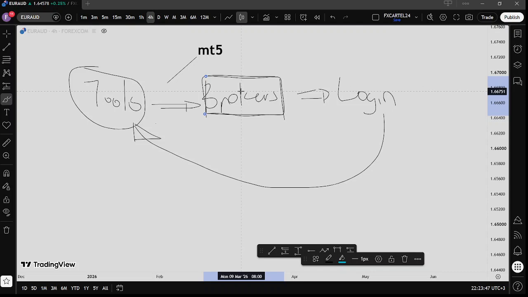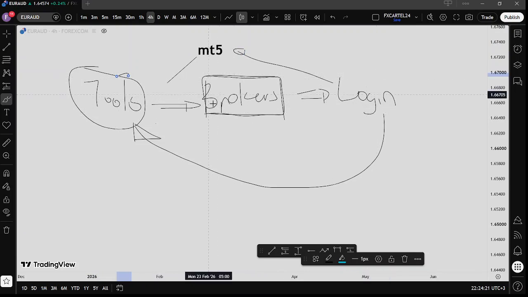Number two, we are going to study brokers and what they are used for. Then you are going to open an account, because I already have an account. The account will give you access to log into MT5, so that you can understand these tools.